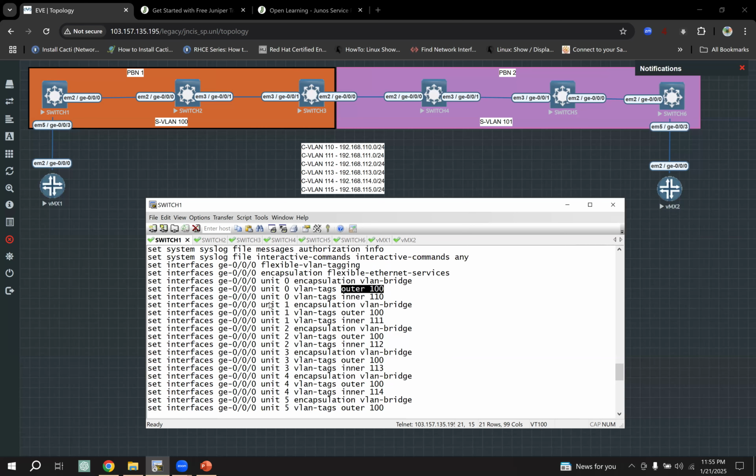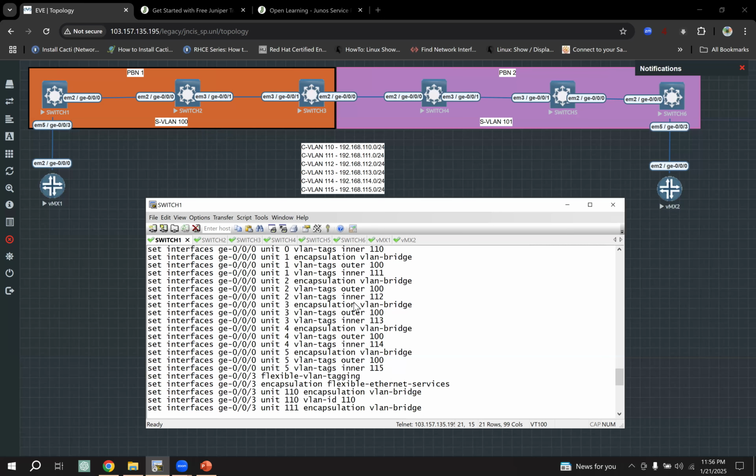So this is basically the mapping. If the inner VLAN is 110, the outer VLAN will be 100. For customer 1, they are using 6 different VLANs. For those 6 different VLANs, in the service provider network, they are using a single S-VLAN. This VLAN is called the outer VLAN. This is basically called the mapping, inner VLAN and outer VLAN.